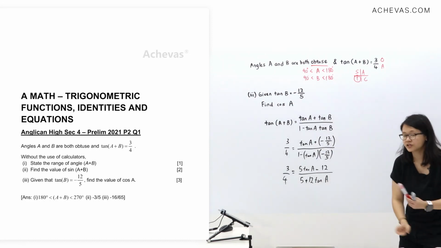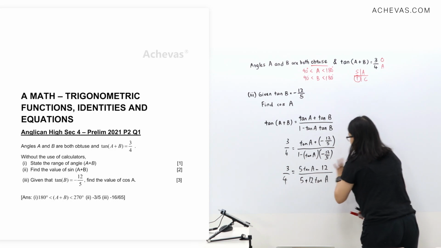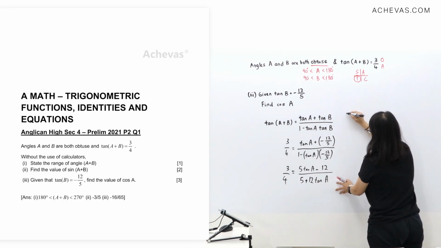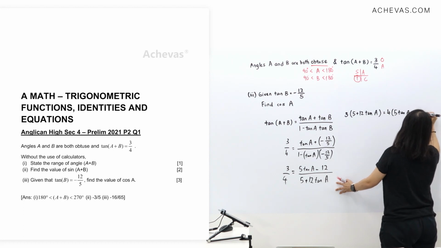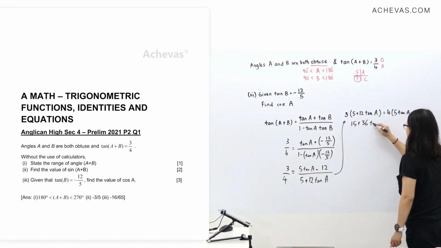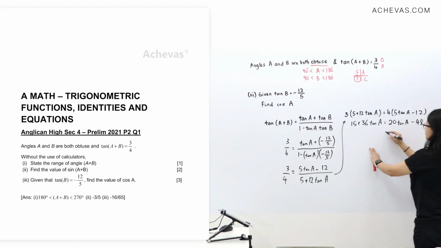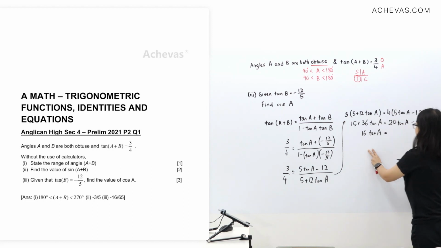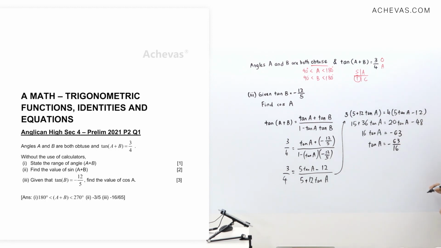And let's focus on solving this tangent A. I would like to multiply this denominator to the 3 and 4 to here. I'm just going to write it again. Expansion. Then moving tangent to one side. Negative 48 minus 15. It lists to tangent A equals negative 63/16.